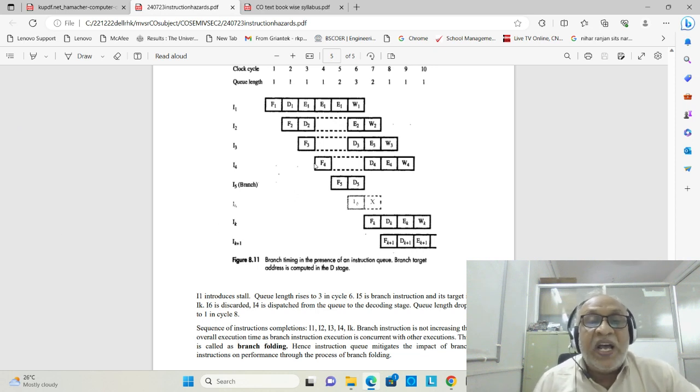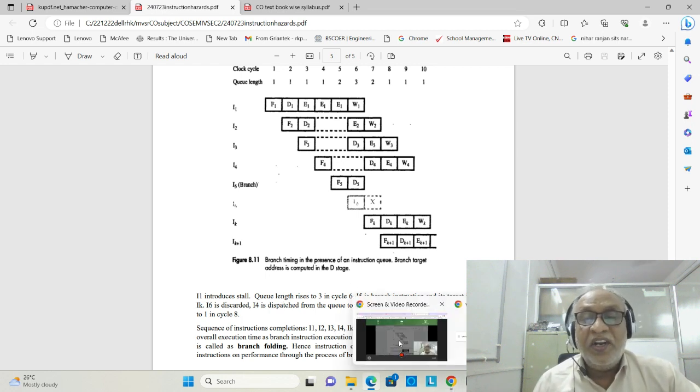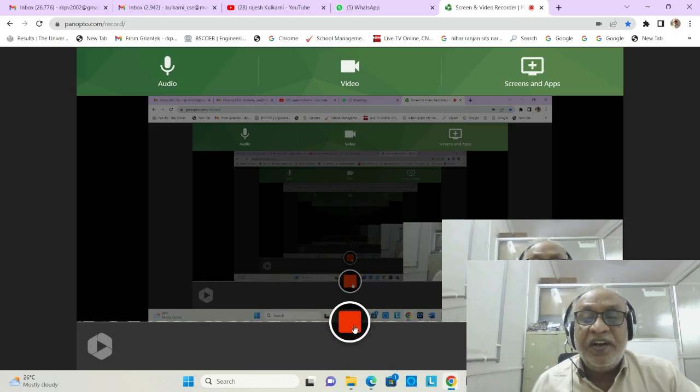Why? Because the branch instruction is being executed concurrently with other instructions. This technique is called branch folding. What has branch folding achieved? Branch folding has overcome the impact of branch instructions on performance. So we'll stop here and we'll continue this discussion in the next lecture.